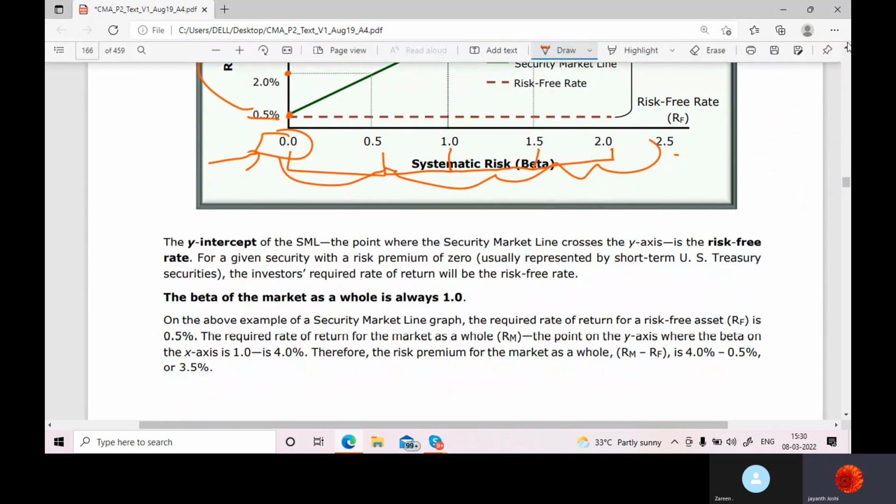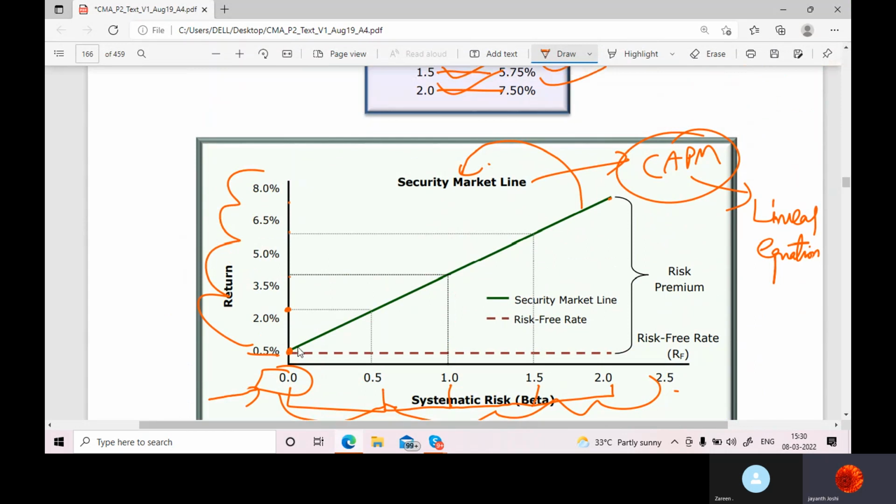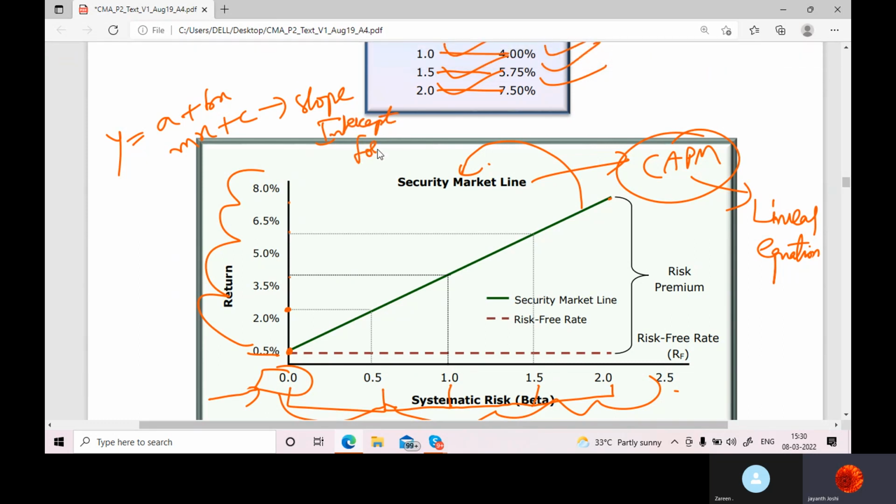Okay, let's go ahead. As you can see, this is a straight line, which we can write in this way: y is equal to a plus bx, or mx plus c. This is also called the slope-intercept form, which you know from your school days. You have done this kind of equation. This is the slope, and this is the y-intercept.